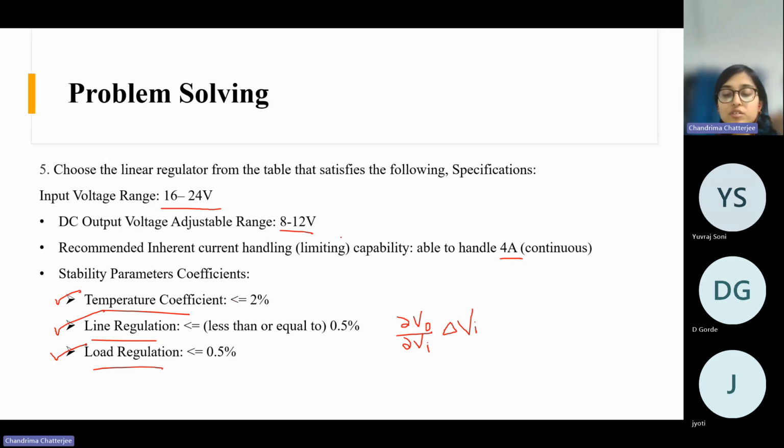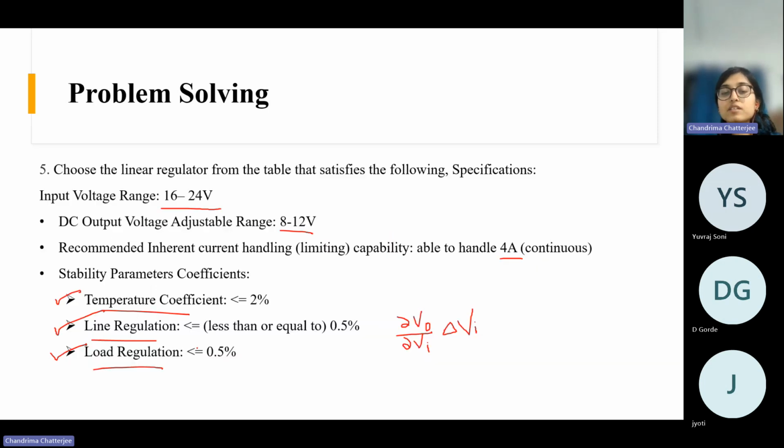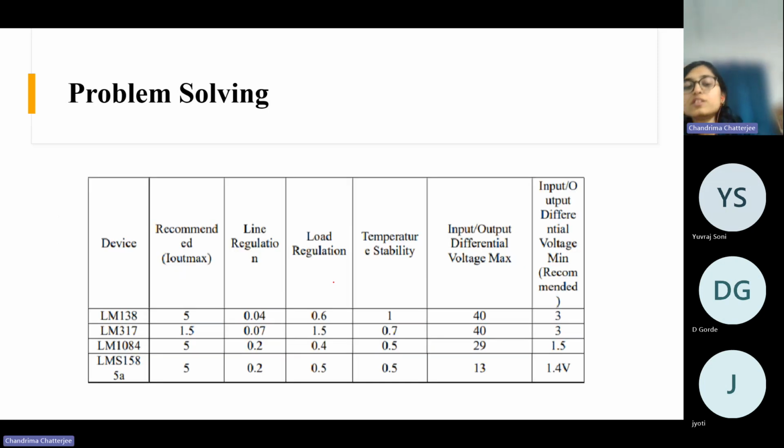So in the question, they have given a table where the parameters of multiple linear regulators are given, and among them you need to choose the regulator which is appropriate, so that you can abide by all these specifications, where your temperature coefficient is less than 2%, line regulation is less than or equal to 0.5%, load regulation is less than or equal to 0.5%, and it should be able to handle at least 4 ampere continuous current. So let's see. There is no calculation as such.